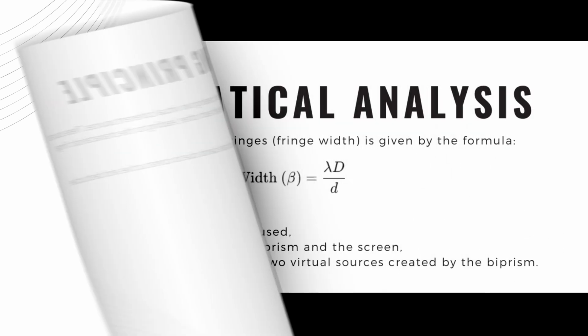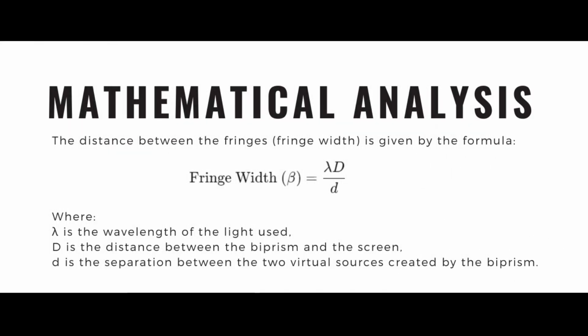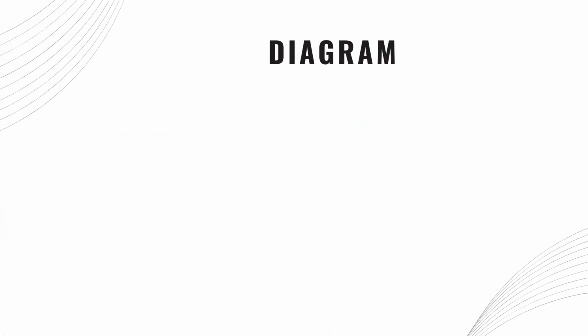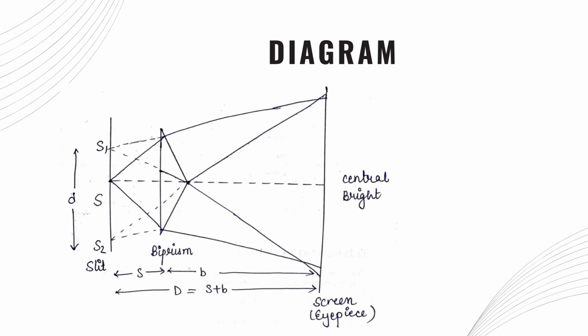of waves. Mathematical analysis. The distance between the fringes, fringe width, is given by the formula fringe width beta equals lambda capital D divided by small d, where lambda is the wavelength of the light used. Capital D is the distance between the biprism and the screen, and small d is the separation between the two virtual sources created by the biprism. This is the diagram for Fresnel Biprism.